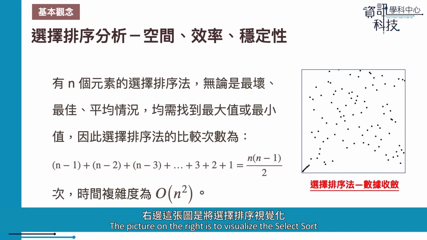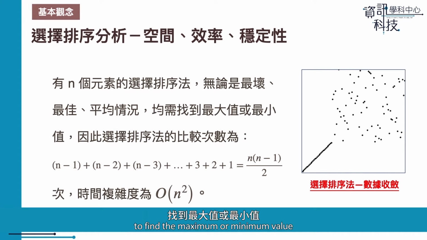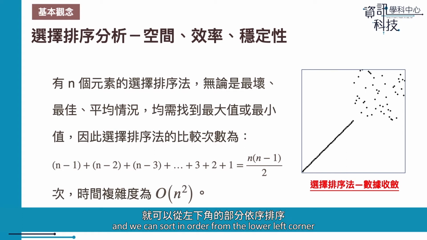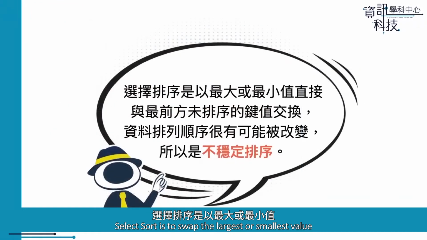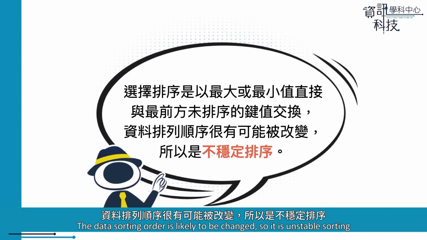The picture on the right visualizes selection sort finding the maximum or minimum value, and we can sort in order from the lower left corner. Selection sort swaps the largest or smallest value directly with the unsorted key value at the front. The data sorting order is likely to be changed, so it is an unstable sorting.